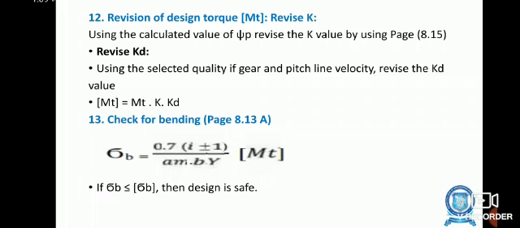Then finally, checking. First, check for bending. Page number 8.13 has the formula for checking: sigma b equal to 0.7 into I plus or minus 1 divided by A M b Y into design torque. So the condition is that the assumed stress should be less than the design stress. If the condition is okay, the design is safe.